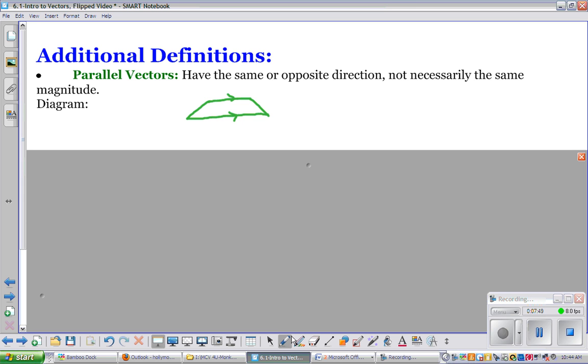And we could even label them. Let's say we labeled it A, B, C, D. We could say vector AB is parallel, which we can denote this way with two lines, to CD. And those two would be parallel vectors.